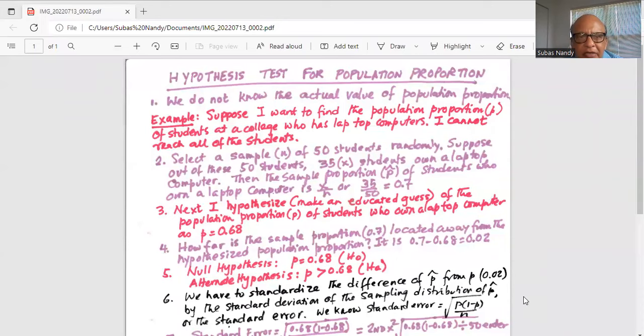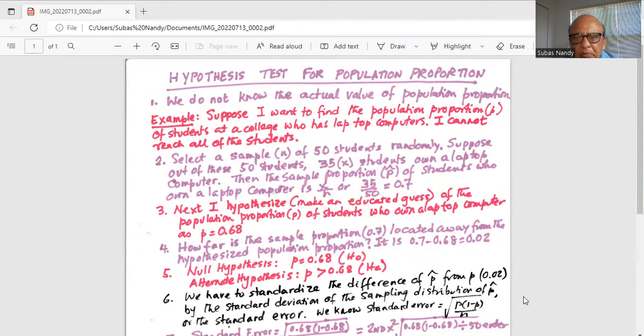This is because we do not know the actual value of the population proportion. An example of that is, suppose I want to find the population proportion, which is P, of students at a college who have laptop computers. I cannot reach out to all the students. So I select a random sample of 50 students, say. Suppose out of those 50 students, 35, which is X, the small number, 35 students own a laptop computer.